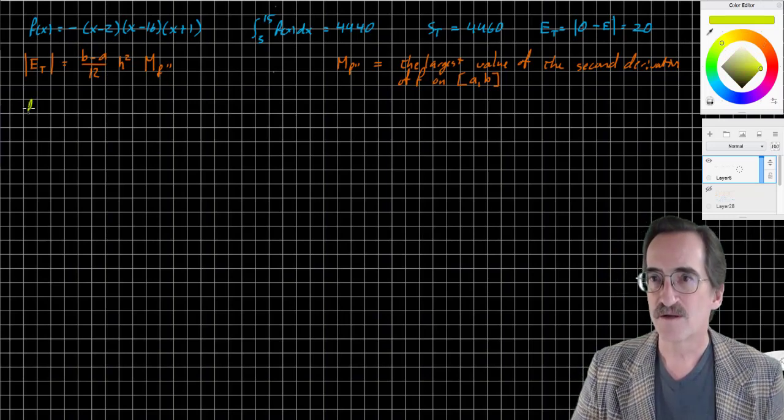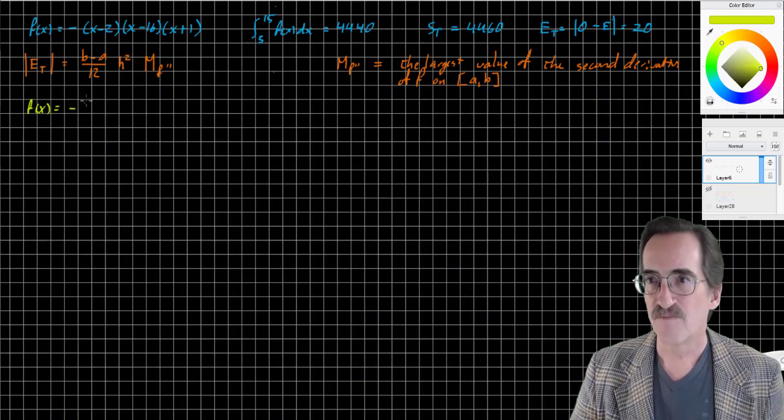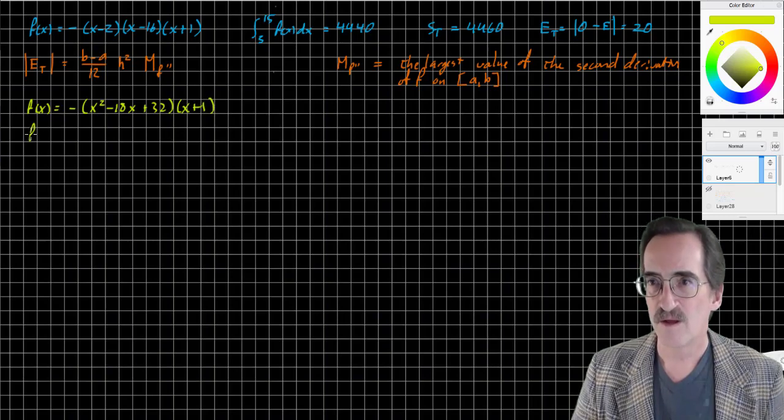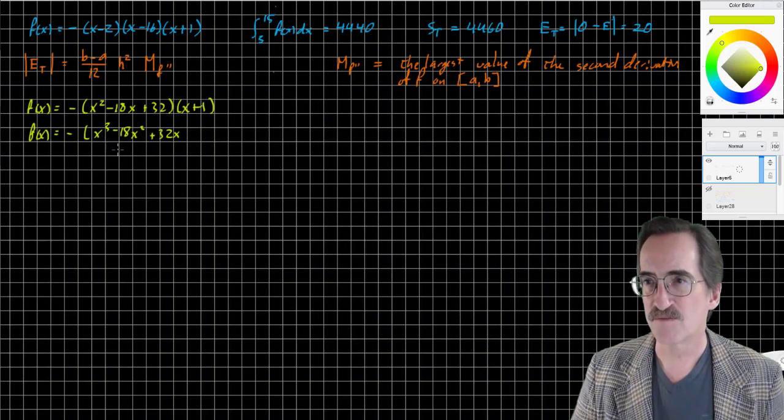So f of x is, and let's work this out, negative, because to integrate, I could use the product rule, but I think it would be simpler just to multiply these out first. x squared minus 18x plus 32, times x plus 1. f of x equals negative, multiply through by x: x cubed minus 18x squared plus 32x, multiply through by 1, and I'm going to stagger it here just to make the math a little simpler. So x squared minus 18x plus 32.